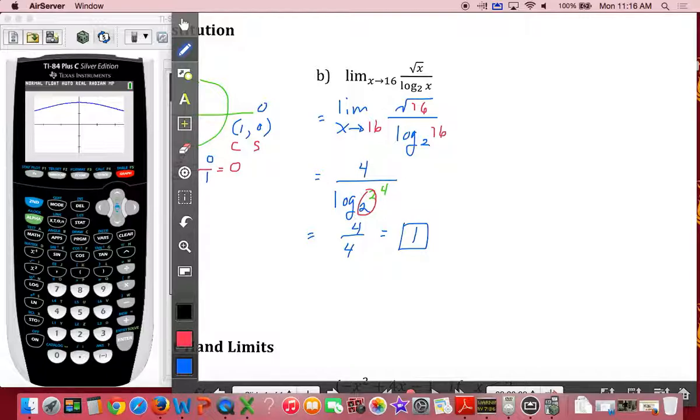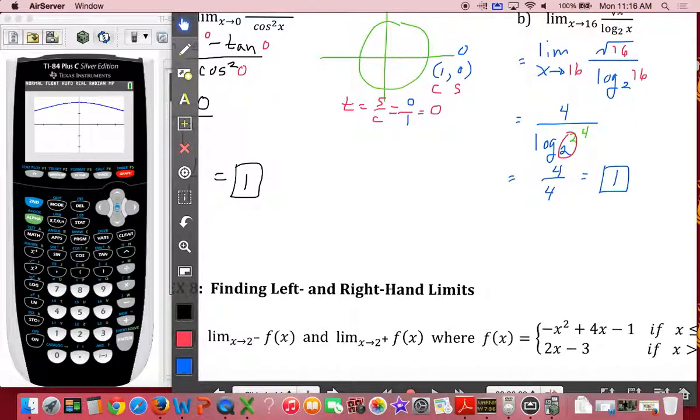Okay, so then look at the last one. The last one is a piecewise function.